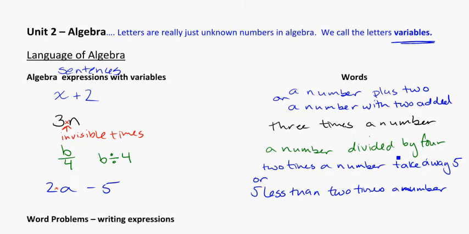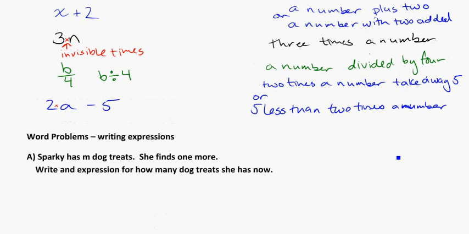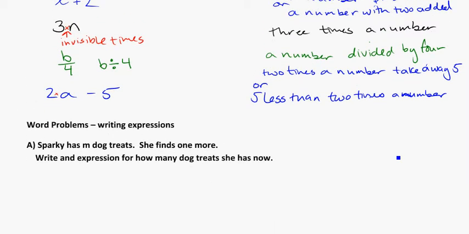So writing these expressions from the words, going the opposite direction we just did, is part of what we're going to look at next. So we'll look at a word problem or two. And we're going to start with a dog named Sparky, who has dog treats. She finds one more. So write an expression, a little sentence, for how many dog treats she has now. So she's got dog treats, and she finds one more, so that's just plus 1.